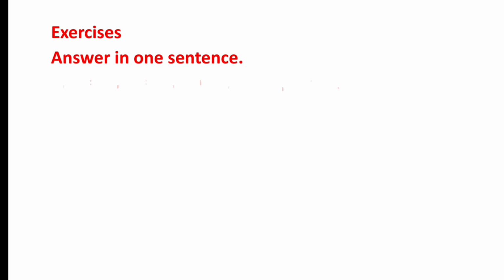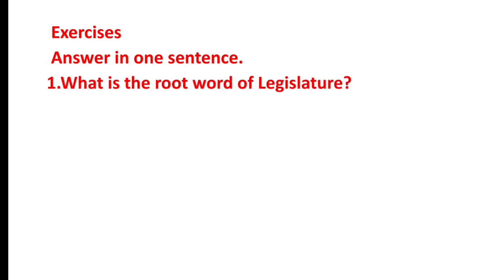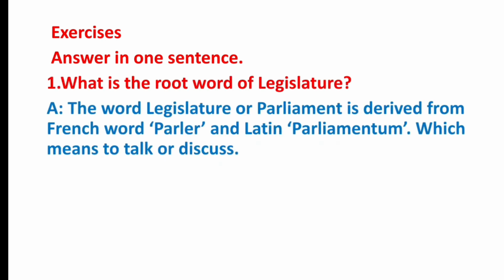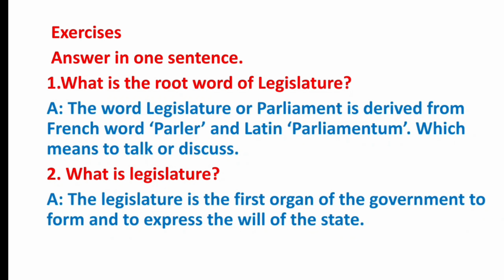The first question is in the exercises. Answer in one sentence. What is the root word of legislature? The word legislature or parliament is derived from the French word parler, then the Latin parliamentum, which means to talk or discuss. What is legislature? The legislature is the first organ of the government to form and to express the will of the state.